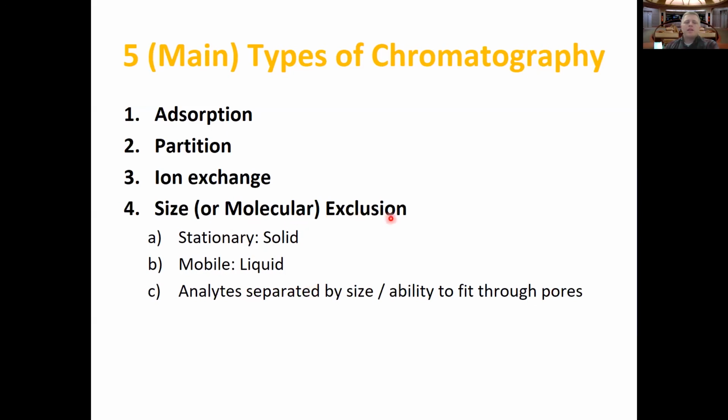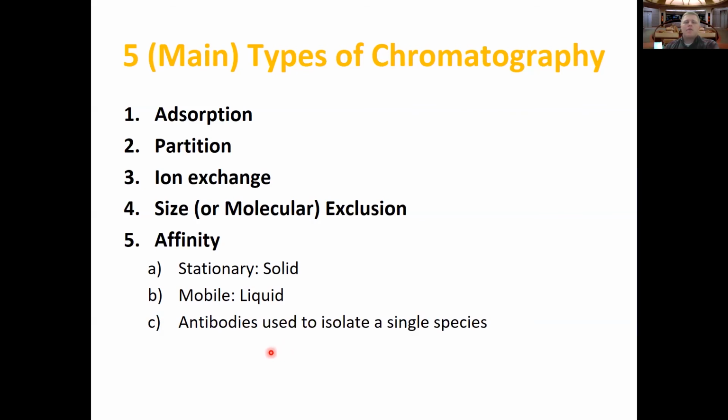In size and molecular exclusion chromatography, you again have a stationary phase that is a solid, and the mobile phase is liquid. Your analytes separate by their size, by their ability to fit through different pores. So they separate basically by which pathways are available to them as they travel through the column. The last type of chromatography we talked about was affinity. This has a solid stationary phase with a liquid mobile phase, and uses antibodies to isolate a single species at a time to get really high selectivity.